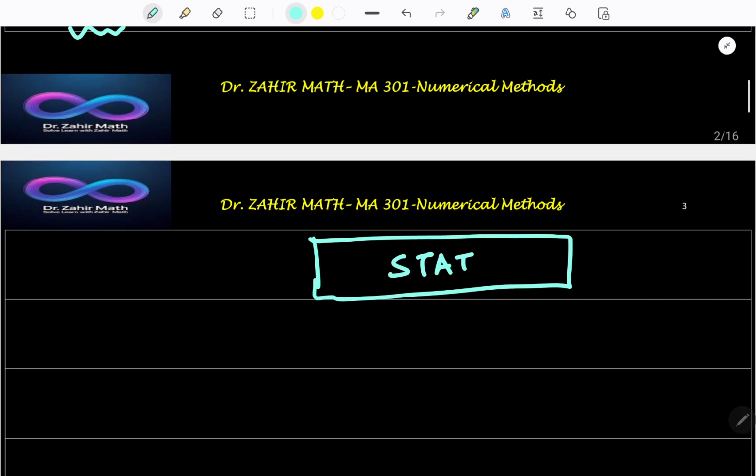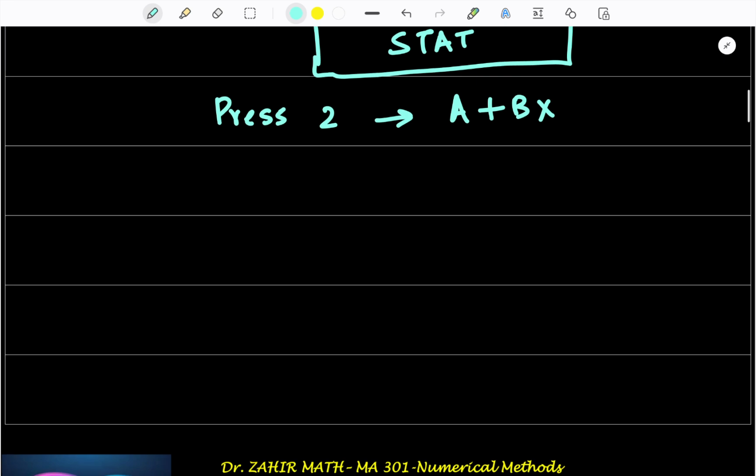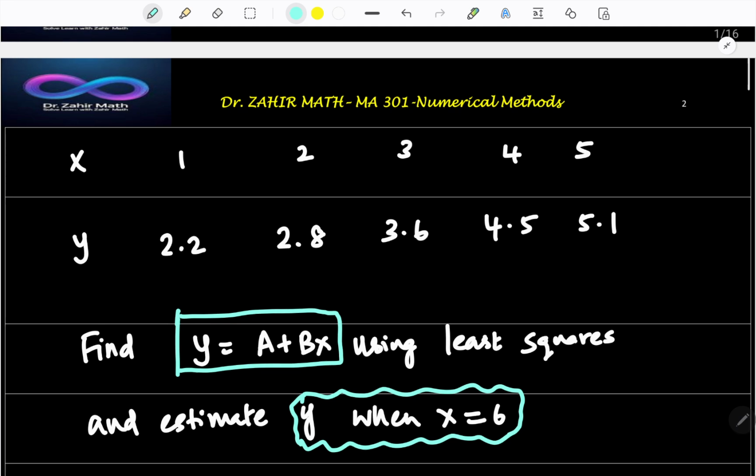Once you press 3, many options will come, and you press number 2, which is a plus bx. Now once you press number 2, you will get the data table where you need to enter x and y. I'm going to enter the data just by reading, because I have the calculator in my hand. So let me enter the data: 1 equals, 2 equals, 3 equals, 4 equals, 5 equals. Then move the cursor to the right side and go up slowly and see the left corner, number 1.